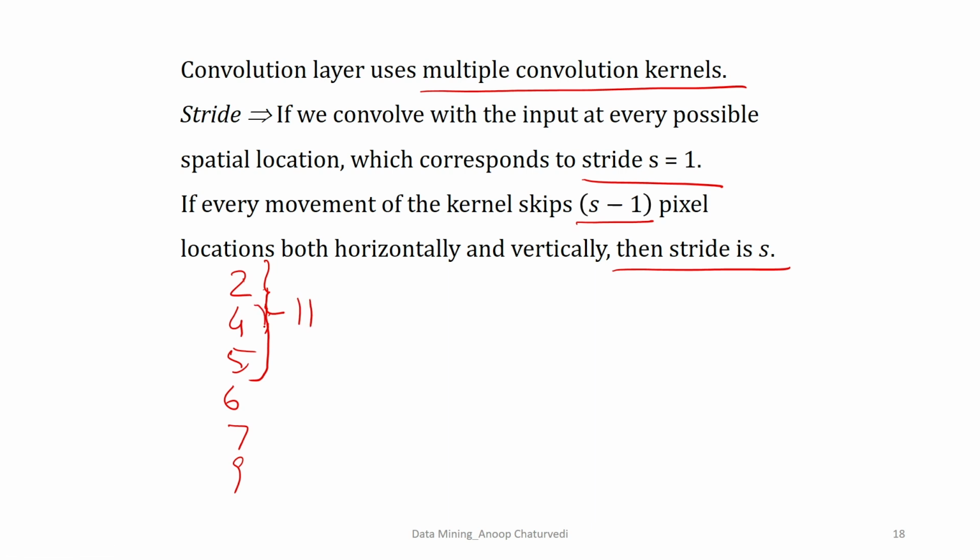Then we move here. We take the sum of 4, 5, 6. We get 15. Then we move here, 5 plus 6 plus 7, we get 18. And then 6 plus 7 plus 9, so we get 22. Suppose you have to take the moving average, then you divide here by 3.